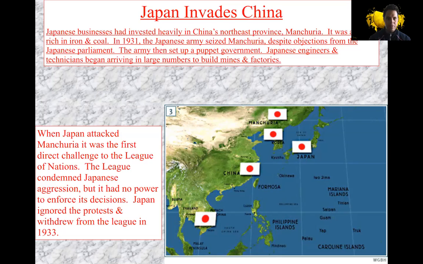Eventually, the Japanese would have to bring their claim for their new puppet state of Manchuria in front of the League of Nations, which the League of Nations would reject, and they would condemn the Japanese aggression. But here's the problem. The League of Nations had no power to enforce any sort of decisions, and so in essence, the Japanese would just ignore the protest, and eventually they would just say, you know what, League of Nations, we're not messing with you anymore, and they would formally withdraw in 1933.